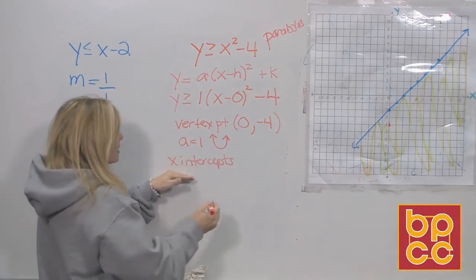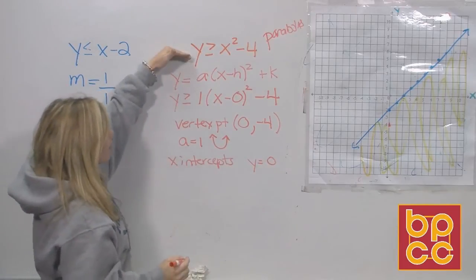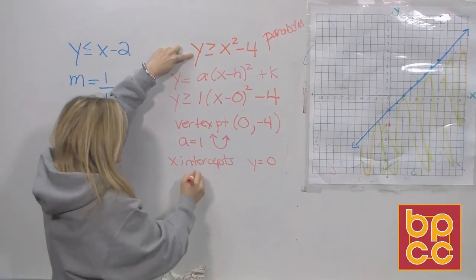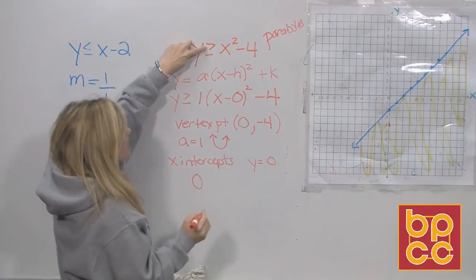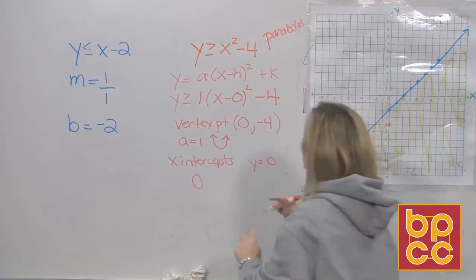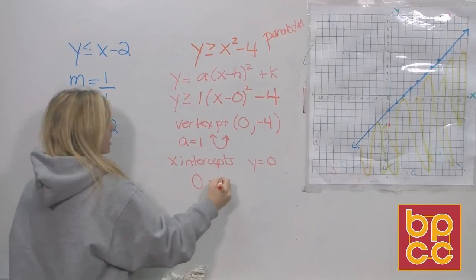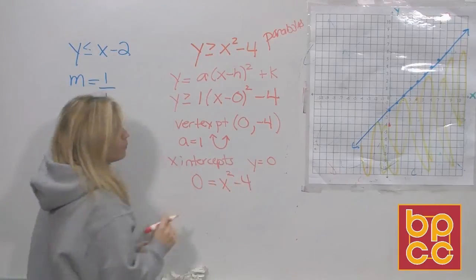To find x, we let y be 0. So we go back up here. We're going to let y be 0. We don't want to say greater than or equal to, because if you're on the x-axis, you equal 0. So y equals x squared minus 4.